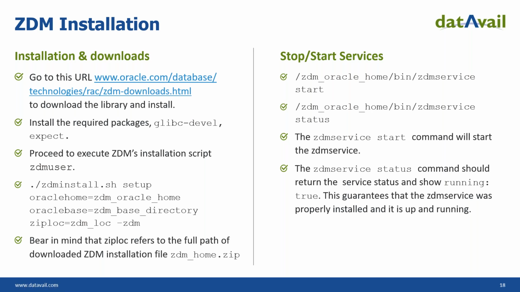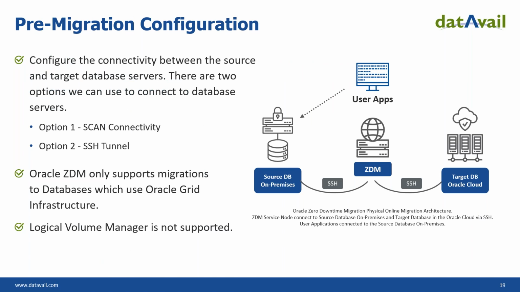Once the installation is completed, try to start it and check the status. The status should be running and true. That's the time you confirm that JDM installation has completed successfully. Once the JDM installation is done, we are going to do a pre-migration configuration. We need to make sure that all the ports that we spoke about in earlier slides are in place, and NetBackup related appliances are in place. Plus, Oracle JDM only supports migration to databases which use Oracle Grid Infrastructure. So that's a big thing here. And if you don't have Grid Infrastructure, we might not be able to use the JDM. So that's a point to consider before we start thinking of using JDM for our migration.